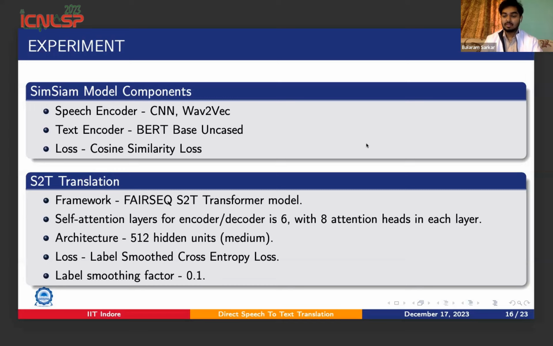So we used that, and the details for the transformer were as below. We used 6 encoder and decoder layers and 8 attention heads in each layer. The architecture had 512 hidden units. The loss was label smoothed cross entropy loss with a label smoothing factor of 0.1.